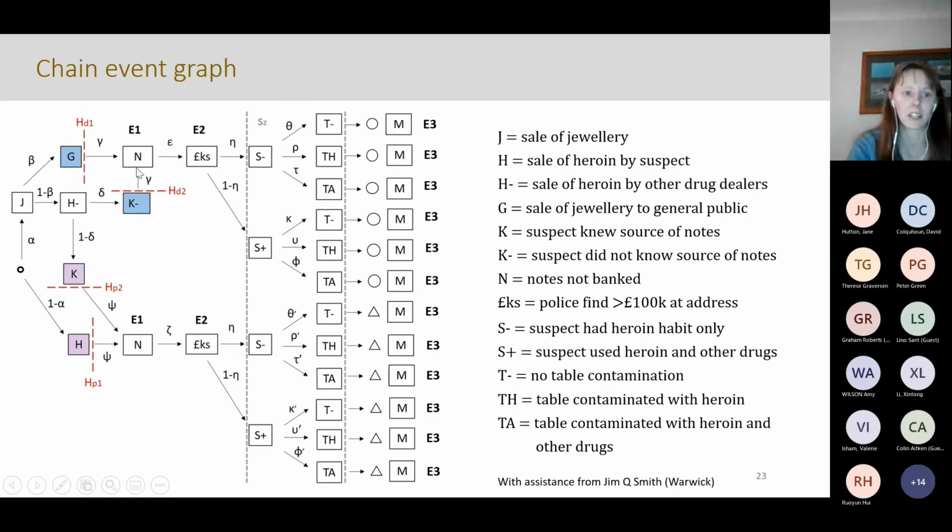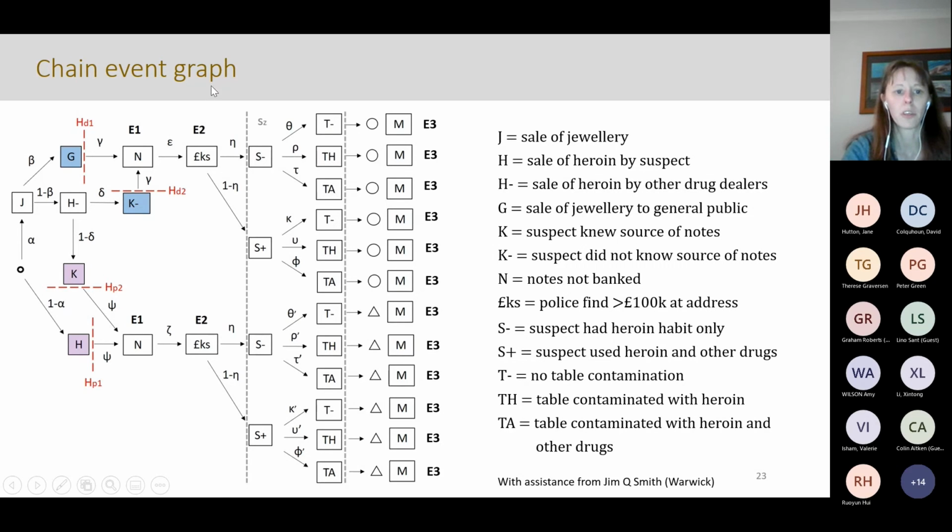If he didn't, there's a given probability that he banked the notes or he didn't bank the notes. And given he didn't bank the notes, there's a probability that he had a large number of notes in his house. Given this, he either was a heroin user or he used lots of other drugs. If he only used heroin, the table was either not contaminated, contaminated with heroin, or contaminated with heroin and other drugs.